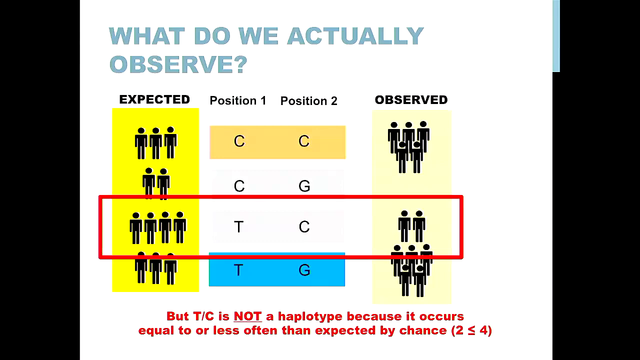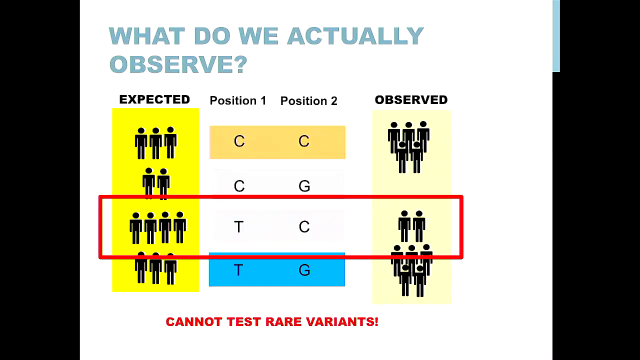And so despite knowing that there are patients in the study population with the variants TC at positions 1 and 2, we can't actually call it a haplotype in our study population. And then sadly, because it's not called a haplotype, we ultimately cannot test whether this rare ancestral mutation is associated with disease X. So I hope that it's obvious to you here. The take-home point is just that we cannot test rare variants with genome-wide association studies, and hopefully this makes sense as to why.